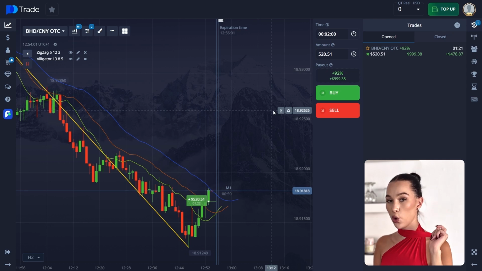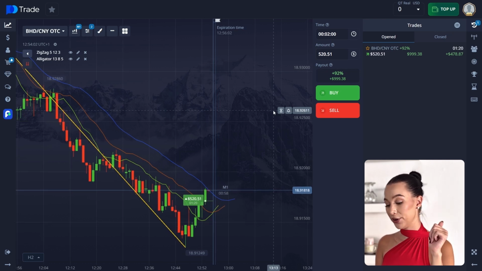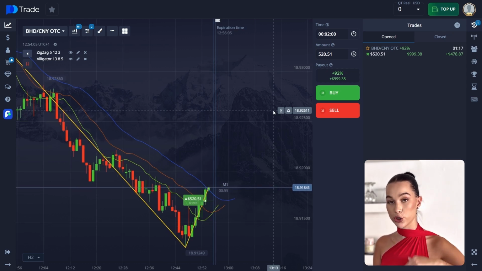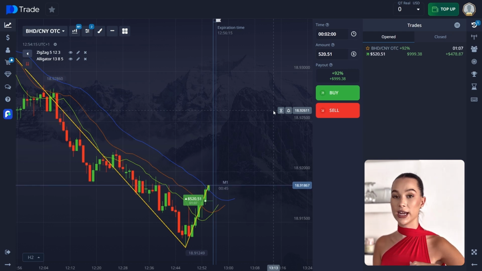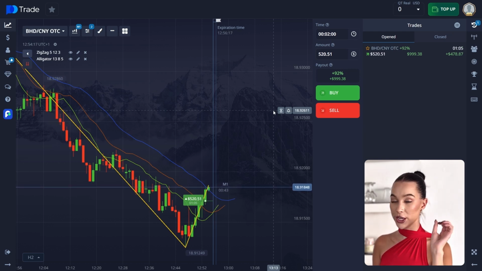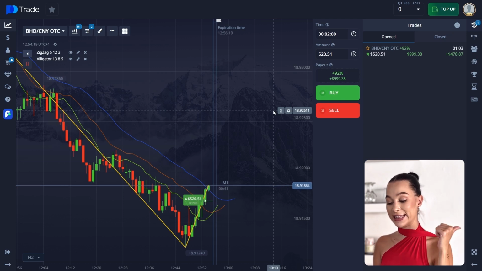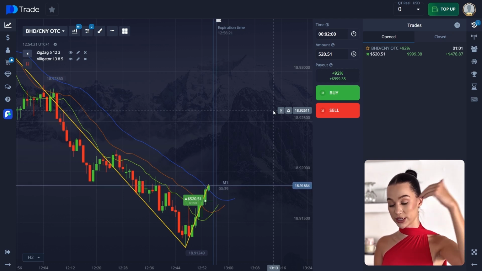So what are also entry signals of the zigzag indicator? You need to open a buy trade if the zigzag forms a new low and turns upward. Also, if price starts rising from a support level, and you can also get confirmation from RSI if RSI is above 50 or MACD is crossing above the 0 level. Or you need to open a sell trade if the zigzag forms a new high and turns downward.